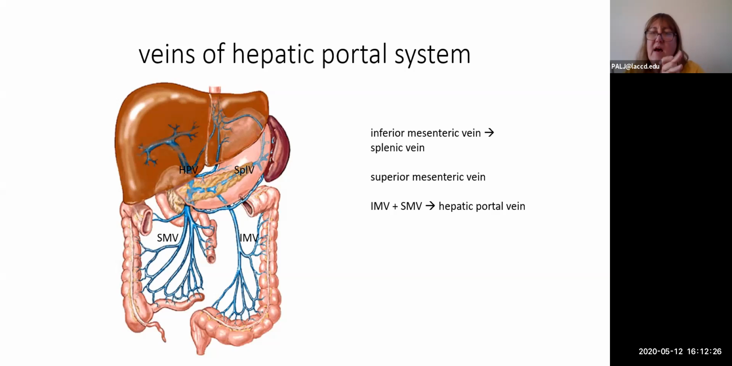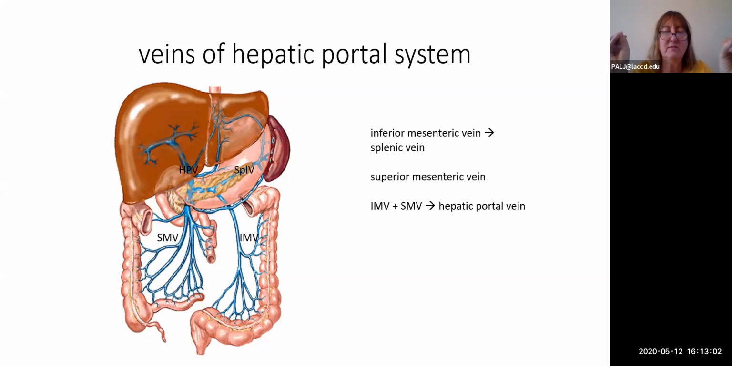If you recall, I said the inferior mesenteric artery gives blood to the left side of the colon. So it makes sense that the left side of the colon blood is going to be draining into the inferior mesenteric vein. And I said the superior mesenteric artery sent blood to the right side of the colon, demonstrated here, as well as all of the small intestine. So all of the small intestine, as well as the right side of the colon, is going to be drained into the superior mesenteric vein. So those are the origins of those 2 veins.